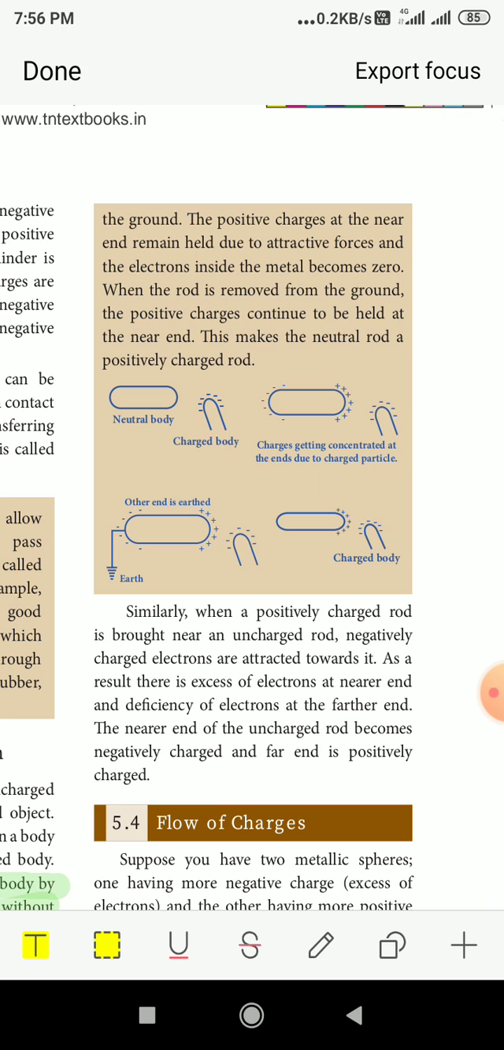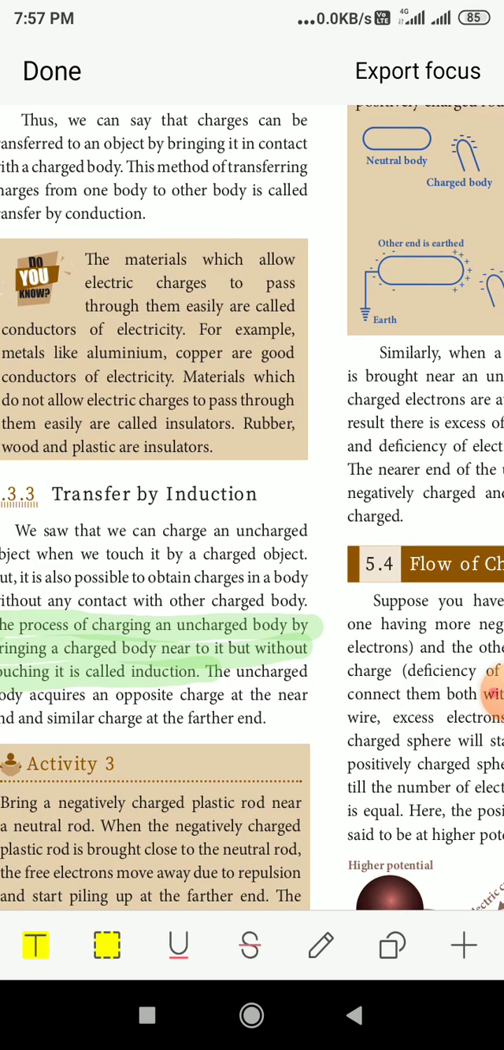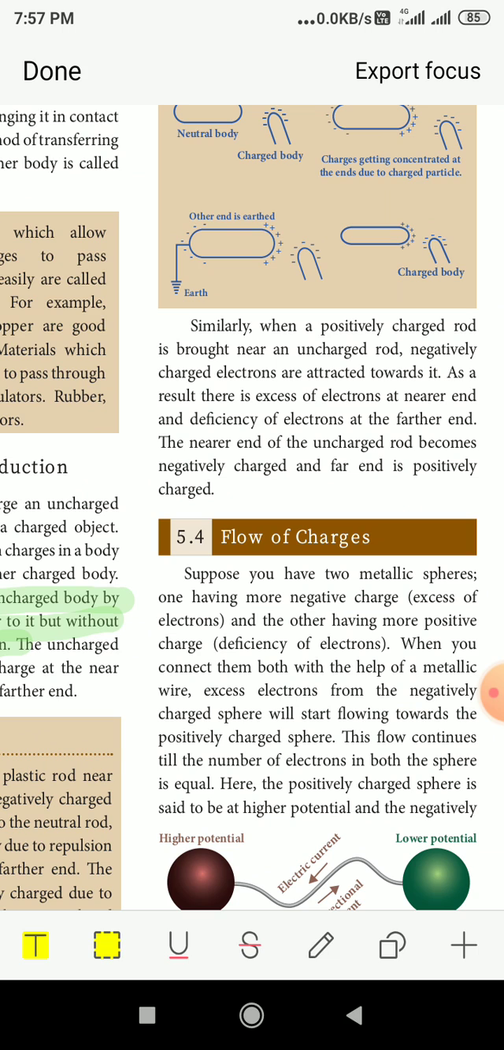Similarly, when a positively charged rod is brought near an uncharged rod, negatively charged electrons are attracted towards it. As a result, there is an excess of electrons at the nearer end and a deficiency of electrons at the farther end. The nearer end of the uncharged rod becomes negatively charged and the far end is positively charged. They are saying that when we bring a plastic rod near a neutral body, the side nearer to the charged body will have the negative charges, and the other side will have the positive charges.